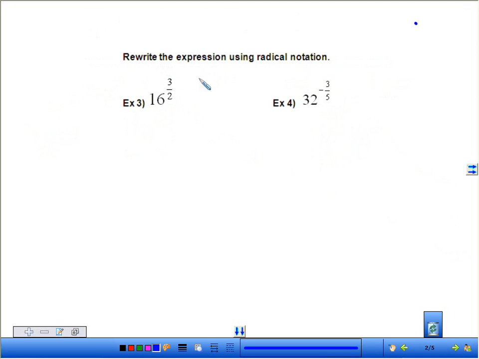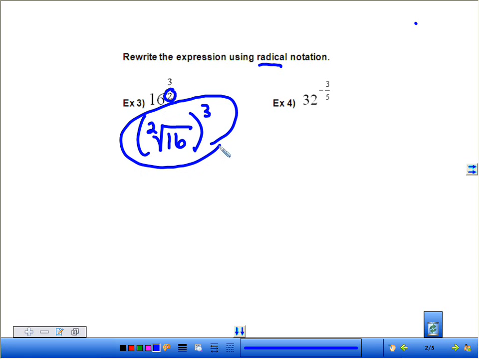Now we're going to rewrite these expressions using radical notation. We're going to change these exponents to a radical. Well, remember before we said this 2 is the index and this 3 is the power? We've rewritten it in radical notation.